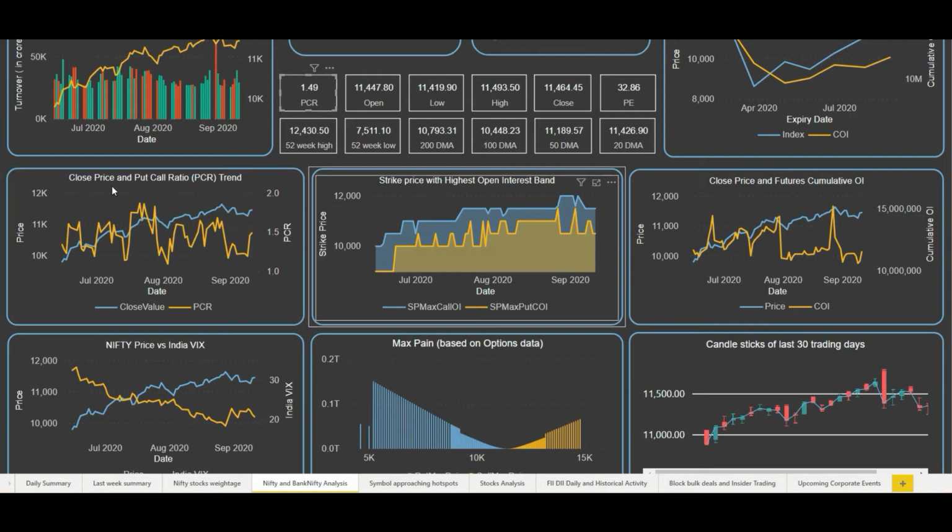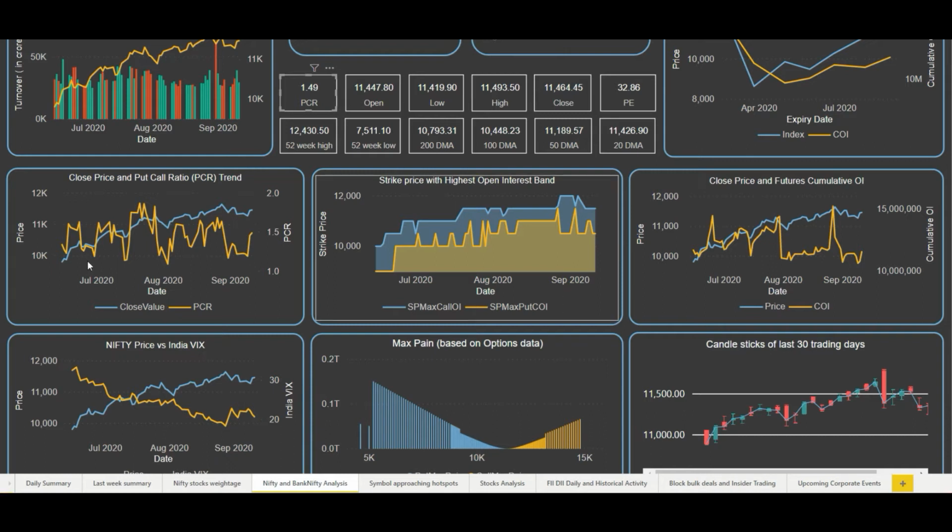Then we have shown the strike price with highest open interest band. So in this graph, we have added something which gives you a high level idea of how the data in the option chain is working, right? We have chosen the highest strike price of the put and the highest strike price of the call in which open interest is developed, and we have shown how that band is shifting.